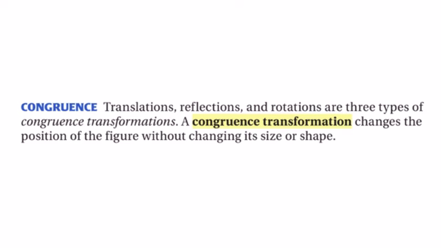So, translations, reflections, and rotations are our three types of congruence transformations. When we talk about a dilation, that is another type of transformation. However, it's not a congruence transformation. If you think about the pupil of your eye, when it's dilated, it's getting larger or smaller. So it's actually changing in size. These three, reflections, rotations, and translations, change the position of the figure, but don't change the size or the actual shape.